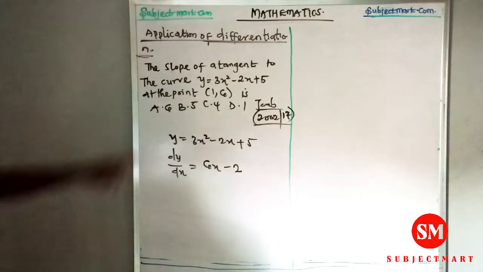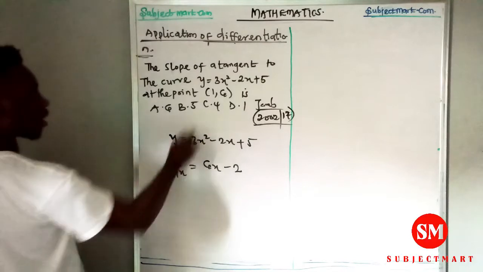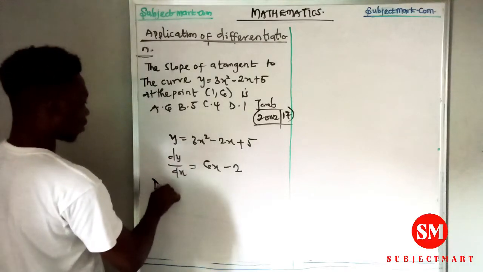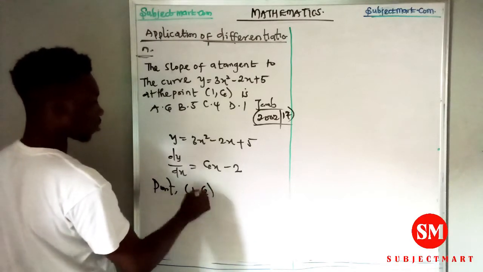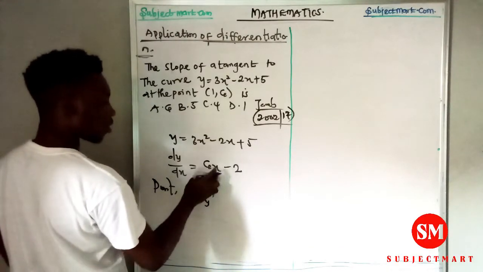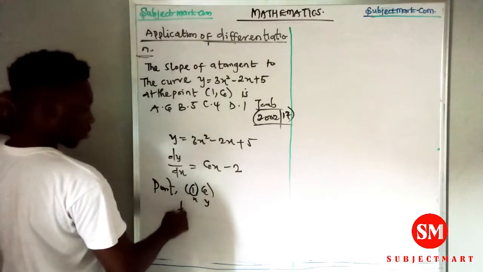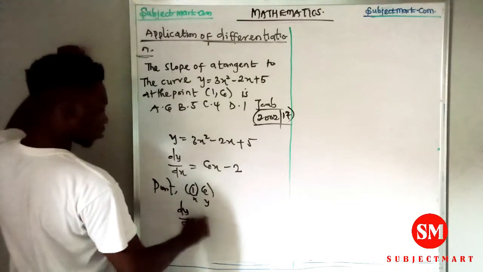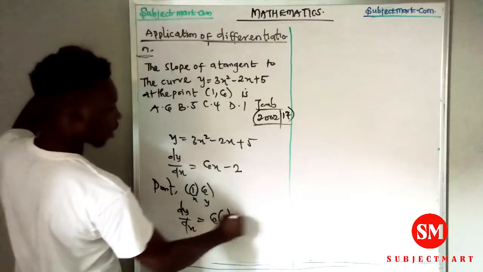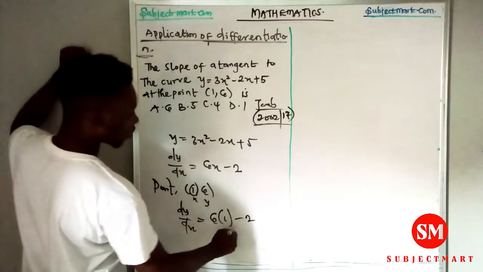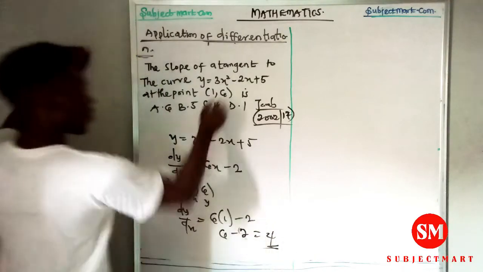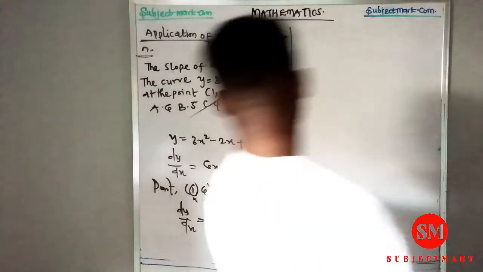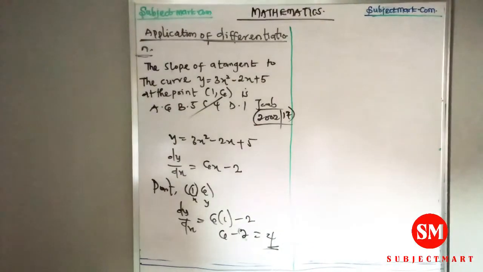Now they ask us to find the slope, which is your dy/dx at this point. What is the point? The point here in Cartesian form is (1, 6), where this is your x and this is your y. So you put your value of x into the equation. This becomes your slope here, which is equal to 6 open bracket 1 minus 2. 6 times 1 is 6 minus 2, and 6 minus 2 gives you 4. That makes C our answer to this question.